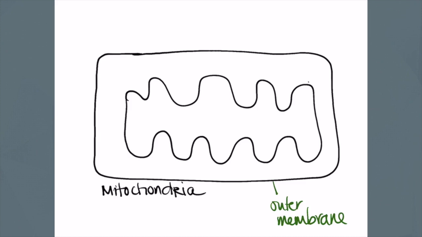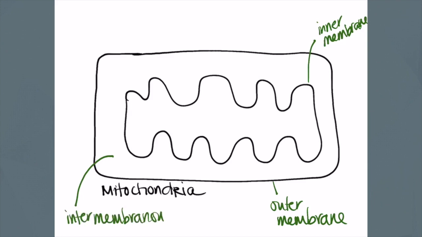Then there is this inner membrane, a second membrane that is this squiggly line within. And it separates the mitochondria into two distinct spaces. You have between the inner and outer membrane, very appropriately named, the intermembranous space. And that is the area between the inner and outer membrane of the mitochondria. And this center area that the inner mitochondrial membrane is wrapped around is the matrix. This is the mitochondrial matrix.